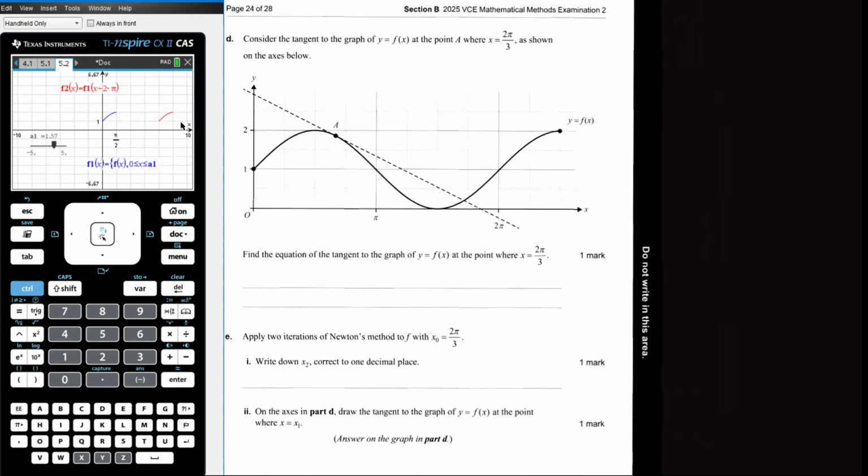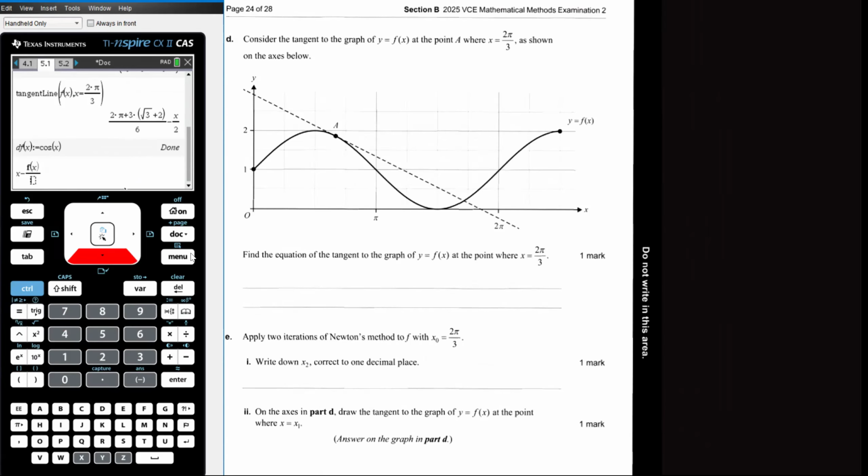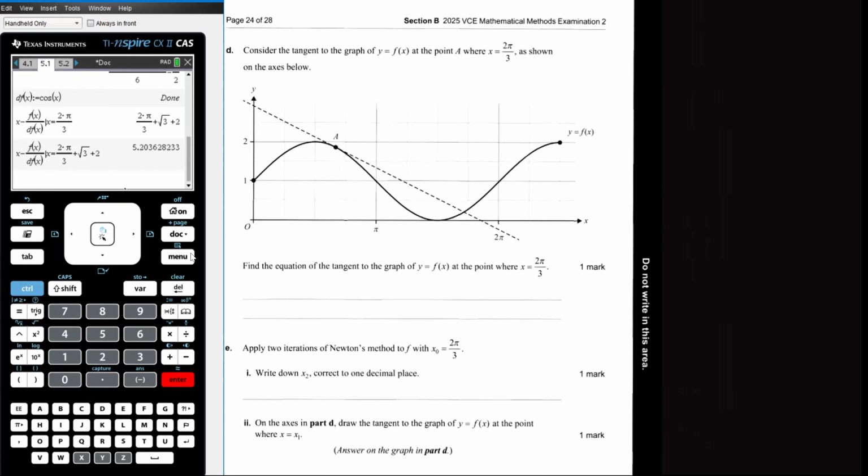consider the tangent to the graph y equals to f of x at point A. Okay, tangent line. So let's do menu for 9. F of x equals to 2 pi over 3. Yep, that's a tangent line. Newton's method. df of x is assigned to derivative of sine x plus 1, which is just cosine x. So we can use x minus f of x over df of x, given x equals to 2 pi over 3. So get a first value. Then a second value. Should be able to get that.